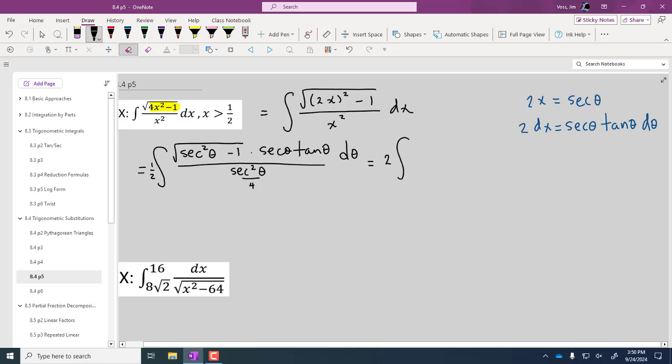And then secant squared minus 1, tangent squared. So this is going to be the square root of tangent squared times secant. Oh, no, one of the secants can cancel, right? So we have a secant down in the secant squared in the bottom, 1 in the top, so 1 is going to be left in the bottom. That secant in the numerator is gone. We have 1 secant left down below. And then d theta.